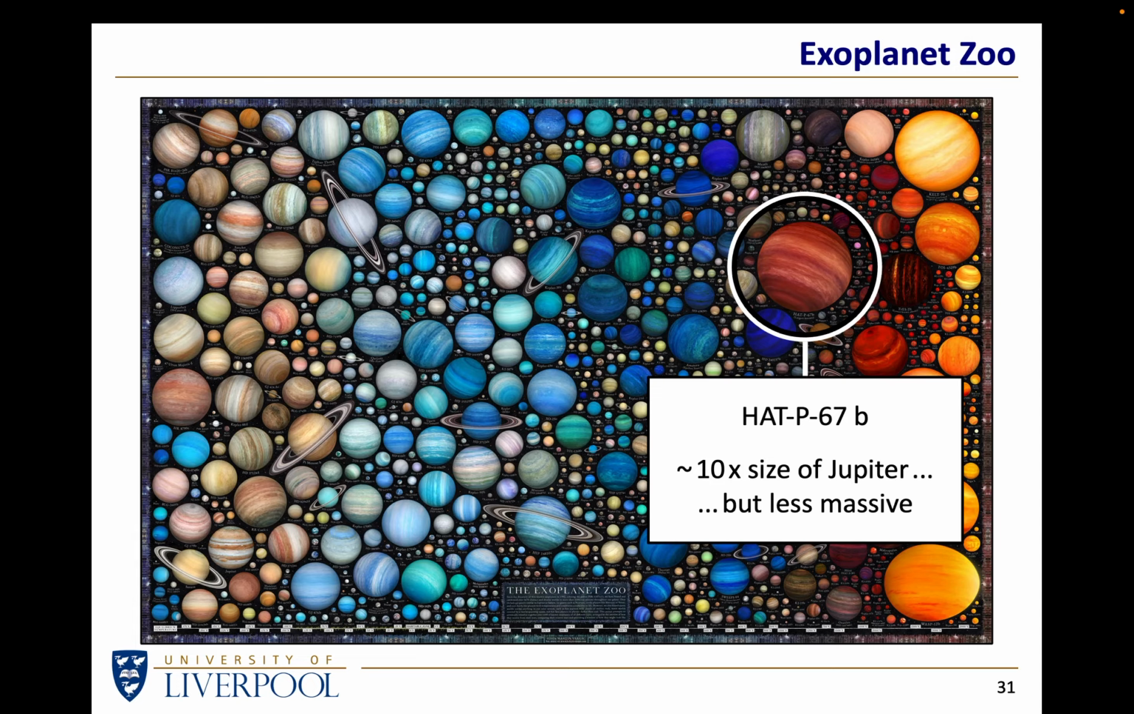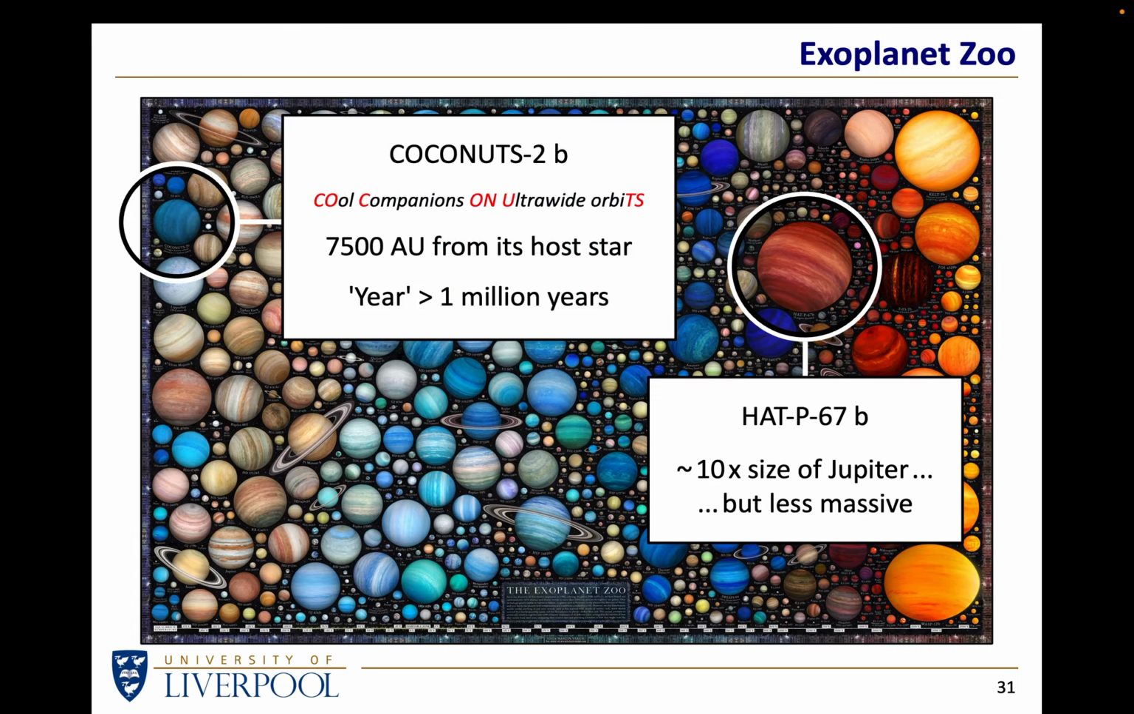But of course, we are getting ridiculous names here. I did wonder whether or not these astronomers or astrophysicists ought to get their act together and start naming these planets a little better. And then I realized that somebody did come up with a fantastic name, and that is Coconuts 2b. I think they reverse engineered that. They said, let's think of a name. Coconuts, that sounds ridiculous. What do we call it? Oh yeah, Cool Companions on Ultra-Wide Orbits, reverse engineering the acronym to get something useful.